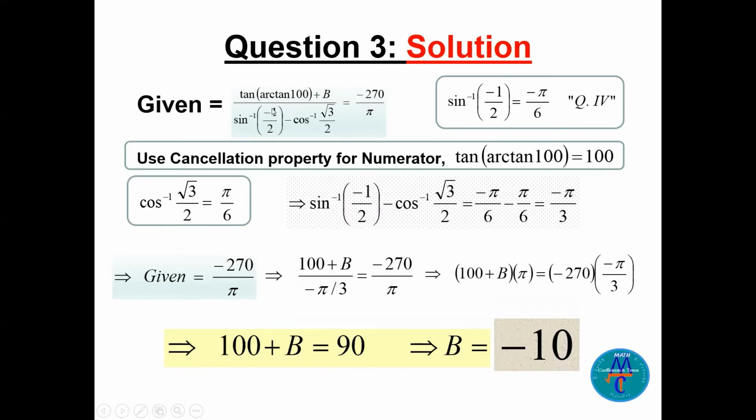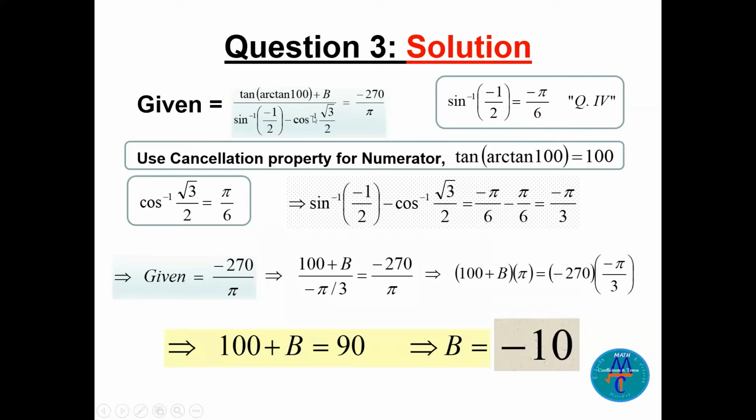Now, in the numerator here, we can use the cancellation property for the tangent. Tan of arctan, which means tan inverse, of 100 is equal to 100. And also, cosine inverse of square root of 3 over 2 is pi over 6, angle 30. So let's look at the denominator now. Sine inverse of minus half minus cosine inverse of square root of 3 over 2. I can say minus pi over 6 minus pi over 6. So it is minus 2 pi over 6, which is minus pi over 3.